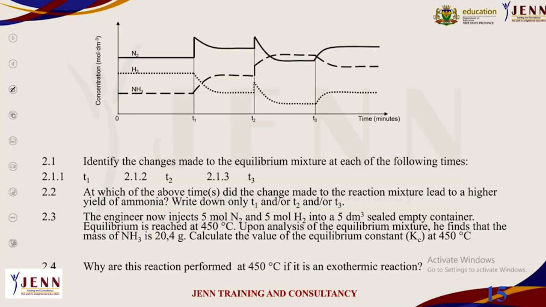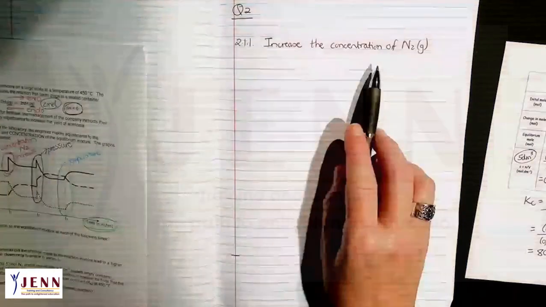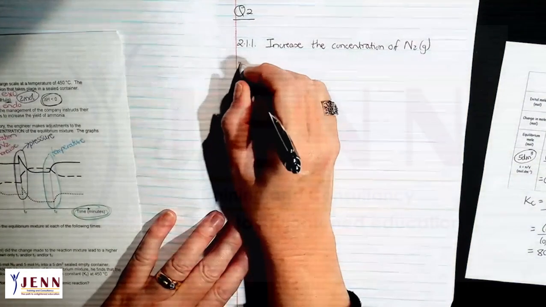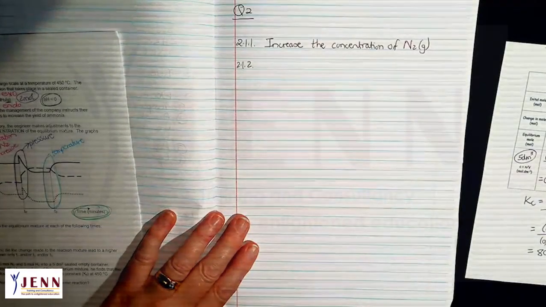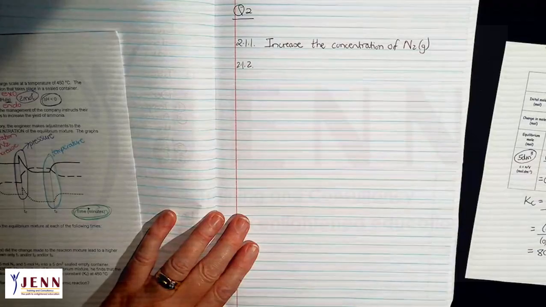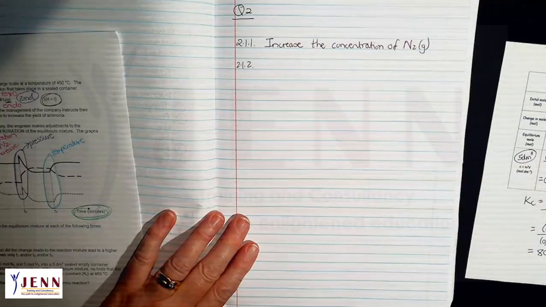Okay, now T1 was the pink one, so because the line went up, I increased the concentration of N2 gas. So please don't just say you increase the concentration, you must tell me of what. Because that line went up, it is the N2 that was increased. And boys and girls, you can't just say there's a change in the concentration. Please be specific. You can't just say in general what's happening. You must be very specific.